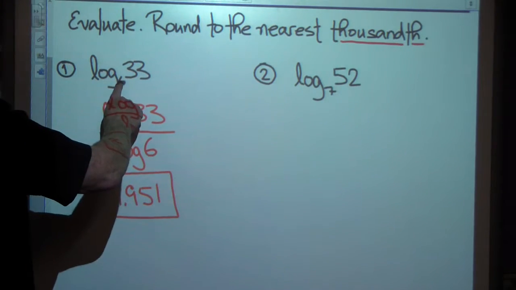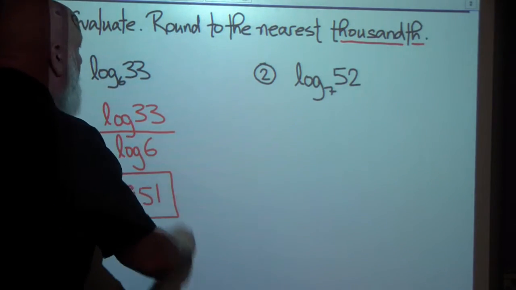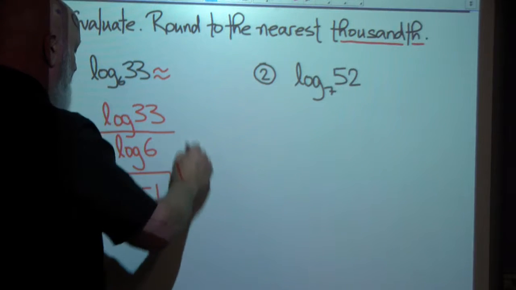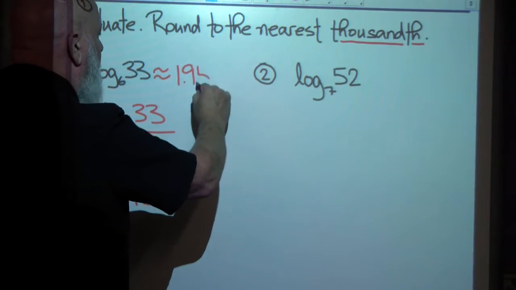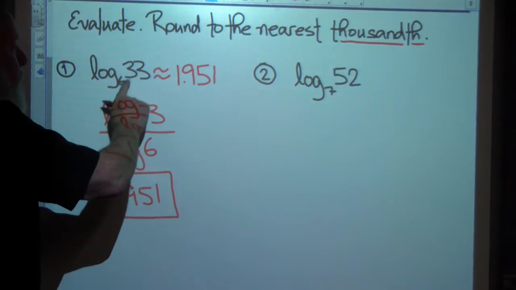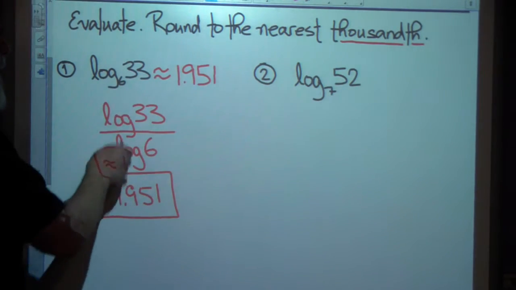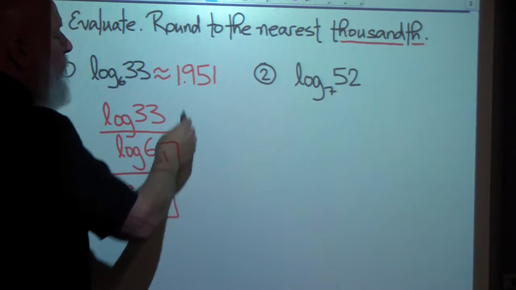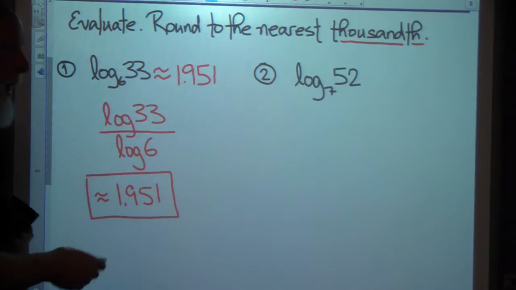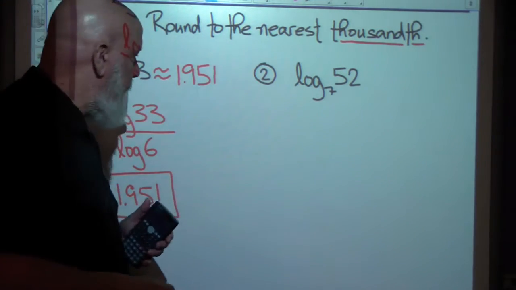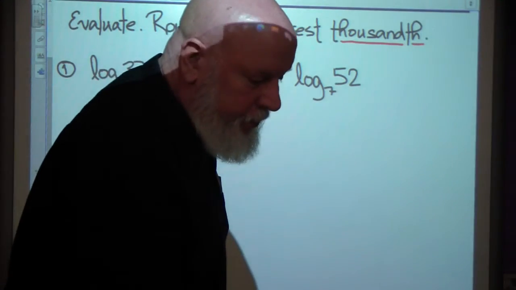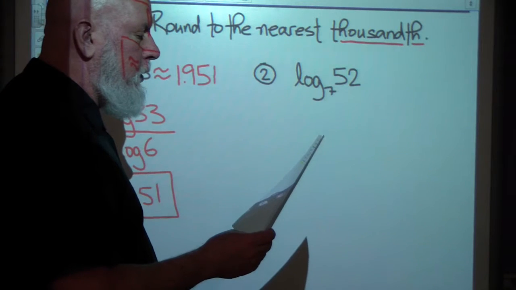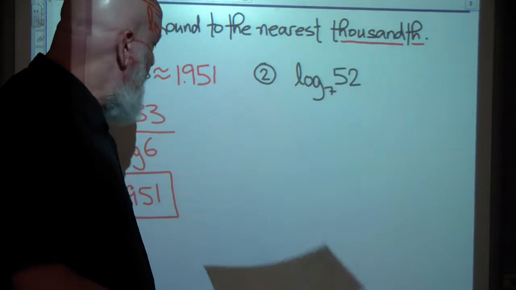And so that means if this is equal to, using the definition of a logarithm, this raised to this power has to equal that. And if you raise 6 to the 1.951 with your calculator, it won't be exactly 33, but it will be very close. Okay. So there we go. I'm going to check and see if that's right. Been making mistakes this morning. 1.951. Yay.